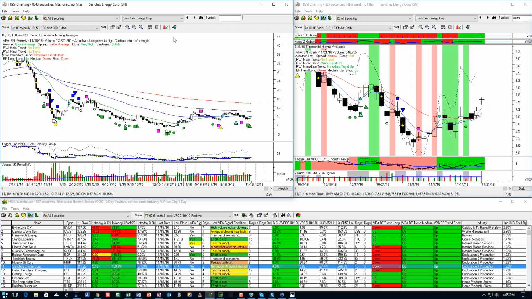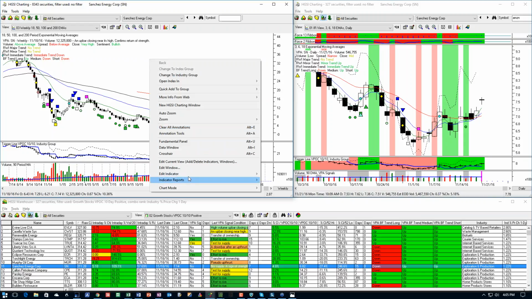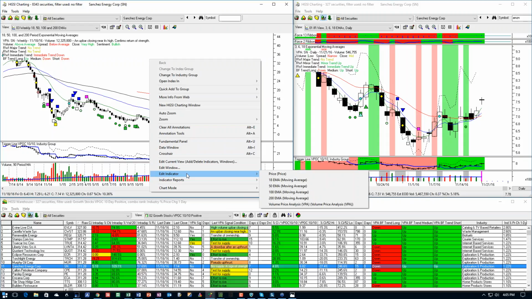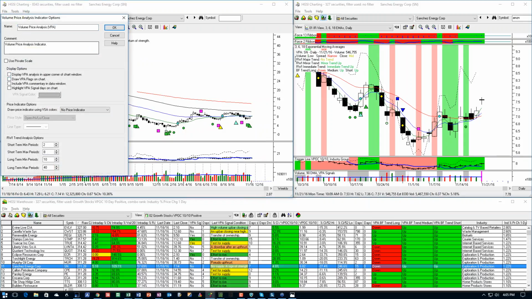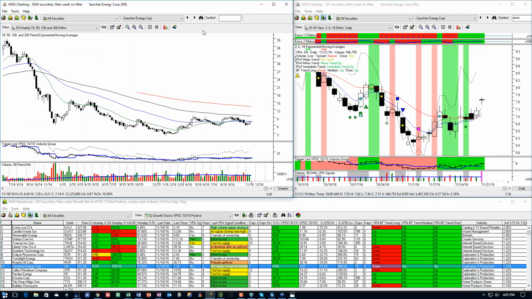So if you like to have the VPA flags on your weekly chart, it's just a matter of turning them on or off. Initially, I probably will not put these charts out with the weekly VPA on there. That'll be up to you. But it's always nice to be able to turn them on and off.